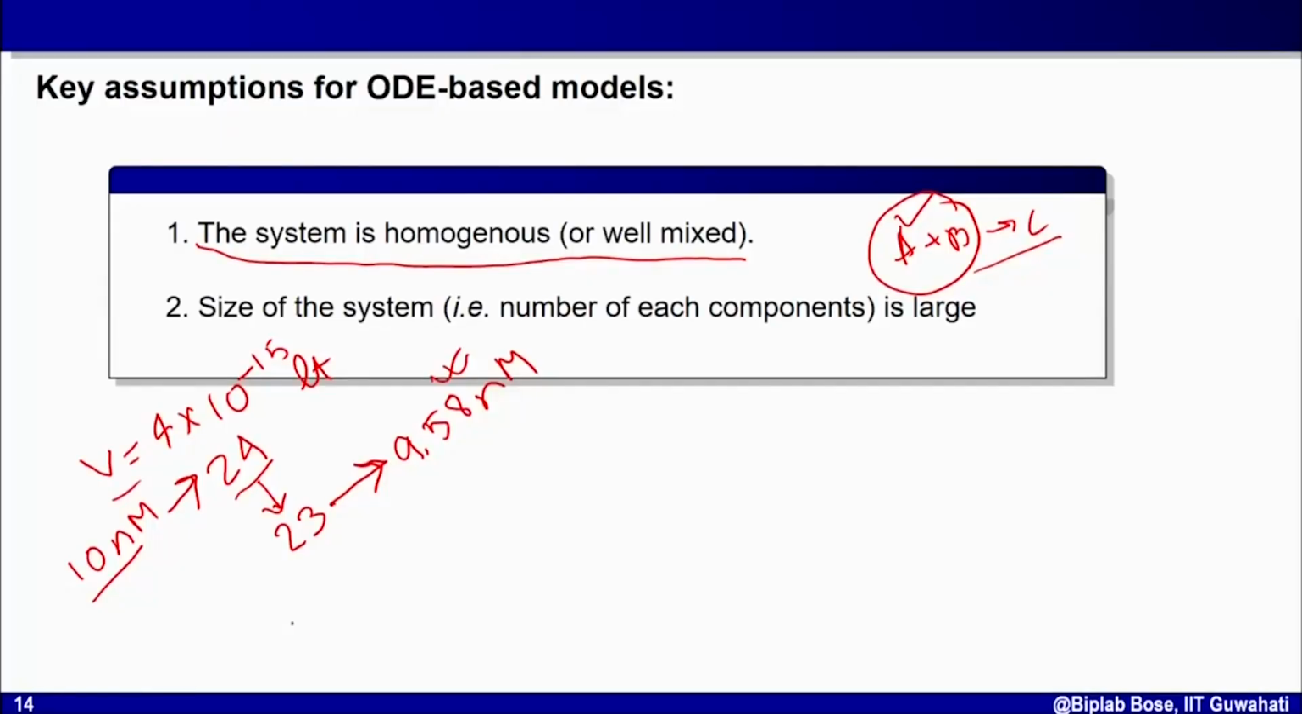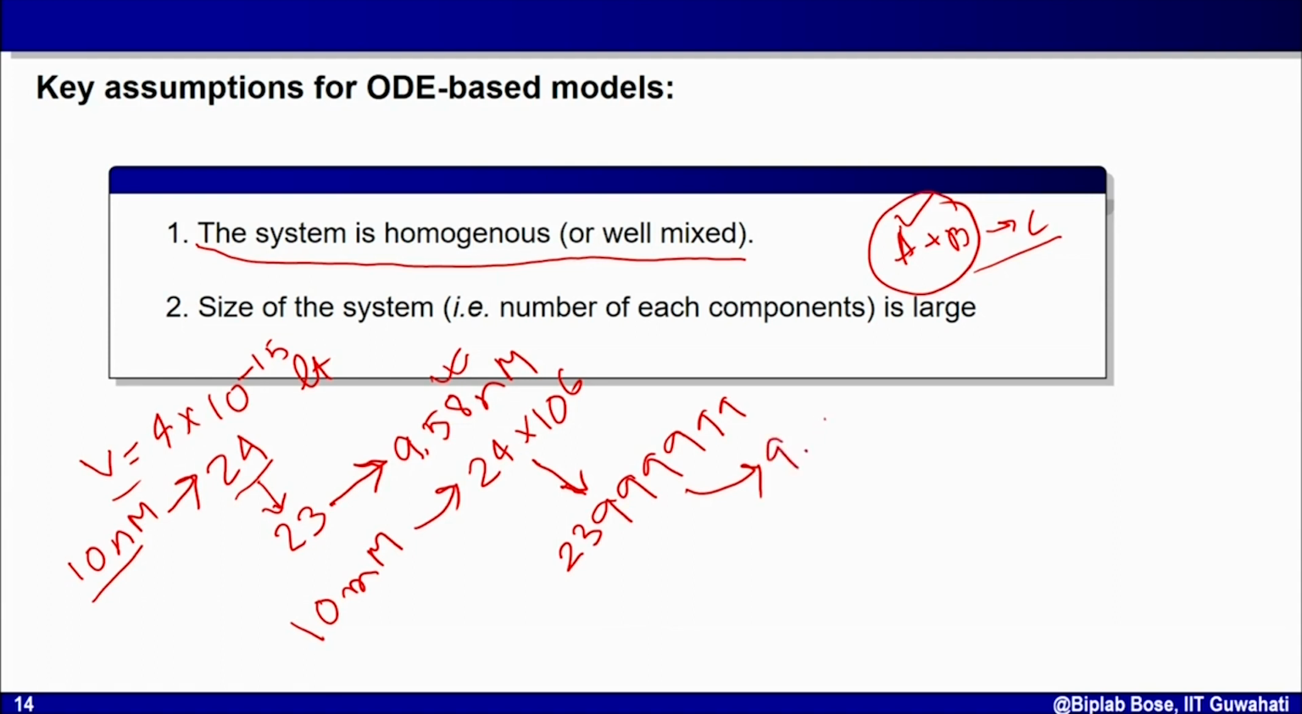Now imagine in the same volume, if I have 10 millimolar of A, that is equivalent to almost 24 into 10 to the power 6 molecules. So now if one molecule of A reacts, that becomes 23,999,999, and this is equivalent to 9.9999958 millimolar or similar to that.